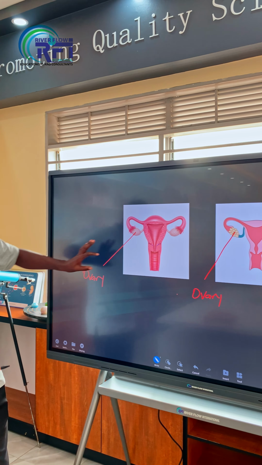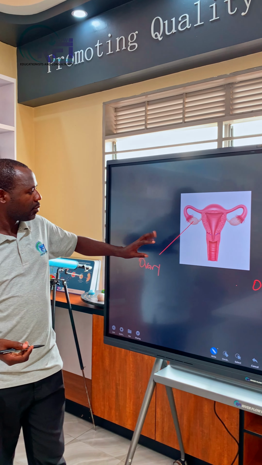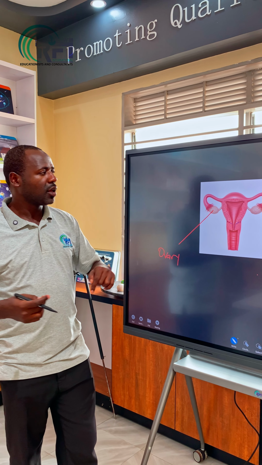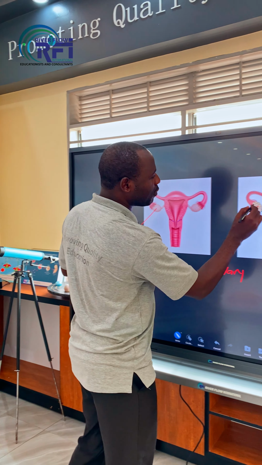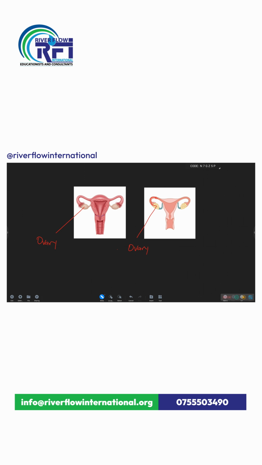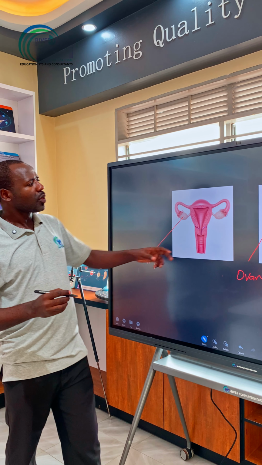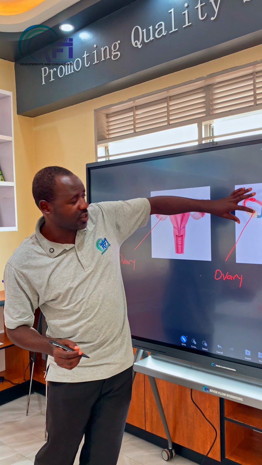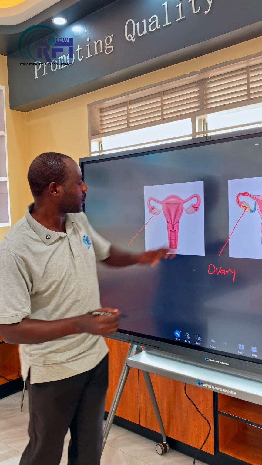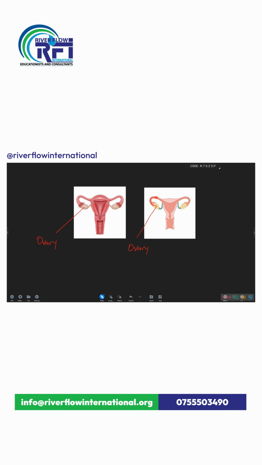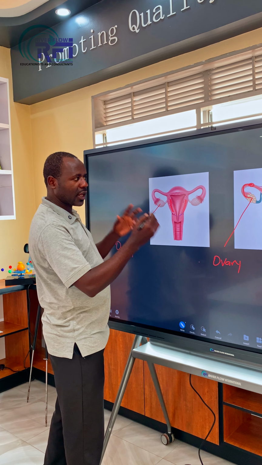Now, on the two sides of the female reproductive system, each side every month releases an egg, and this egg moves and comes to the oviduct. When it reaches the oviduct, what we call ovulation, the walls of the uterus, I mean this part, swell, waiting for fertilization to take place.